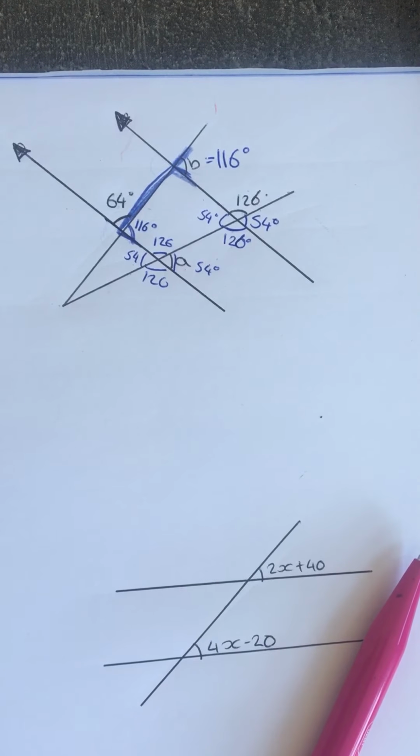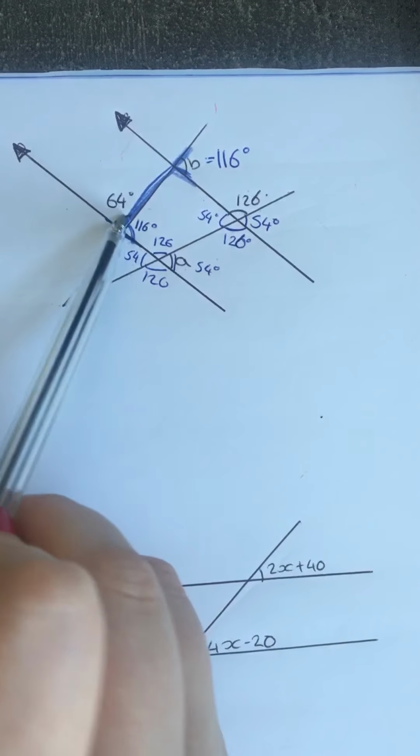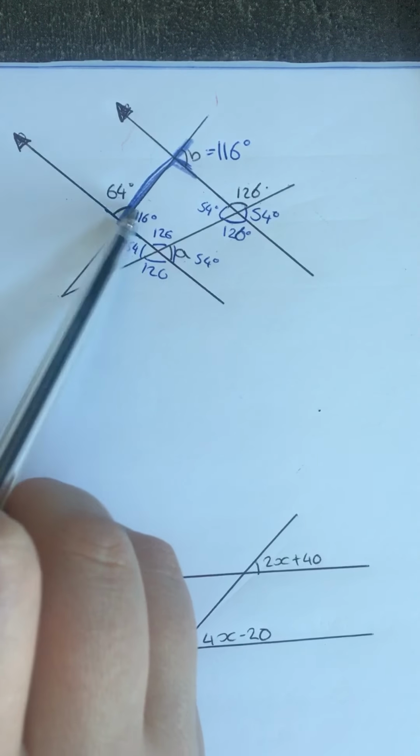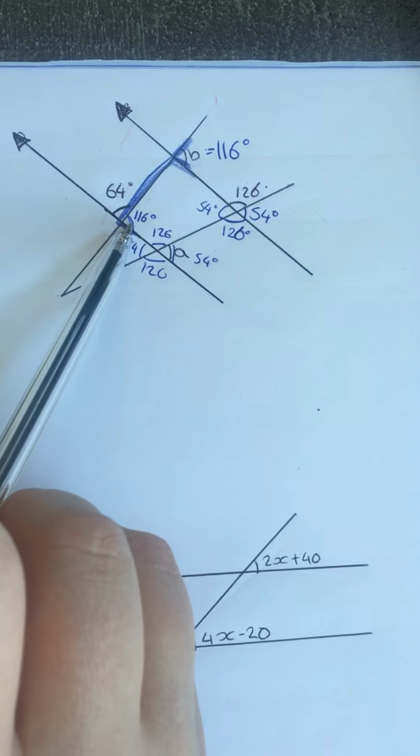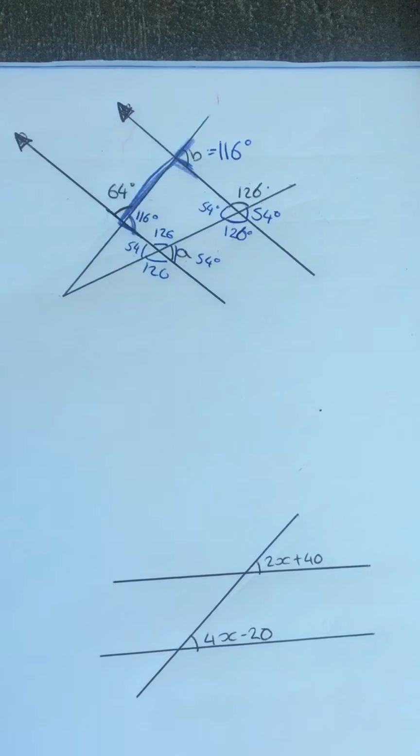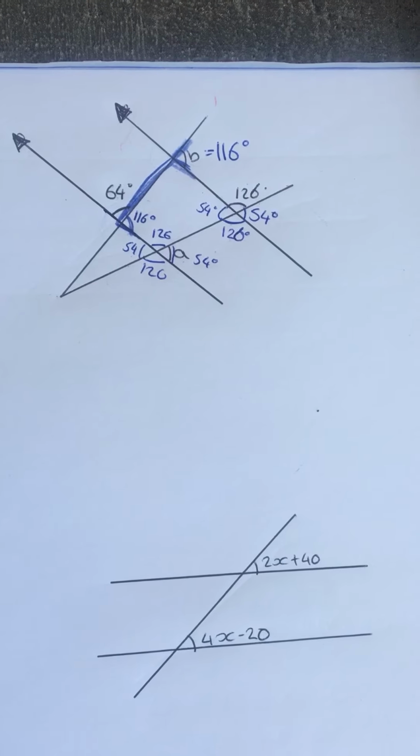And remember, in your answers, you must give a solution and a reason to get the marks. So you would say, this angle here is 116 because angles on a straight line add up to 180. So B is also 116 because corresponding angles are equal.